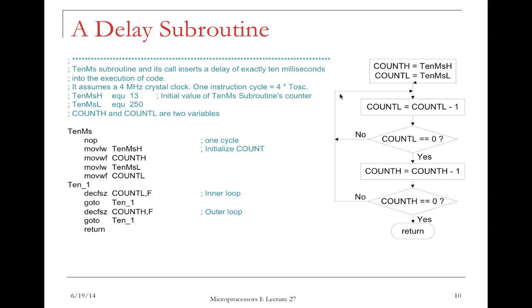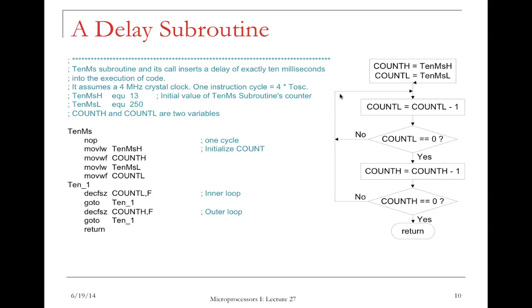This subroutine is called the 10 millisecond subroutine. Now, we give it the name 10 millisecond because it really provides you a 10 millisecond delay, and we'll look at how we exactly get that delay. This subroutine is called insert a delay of exactly 10 milliseconds into the execution of code.